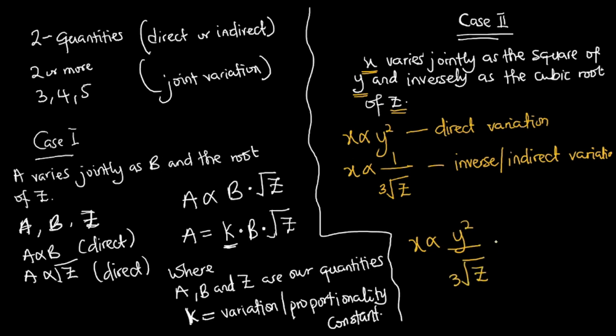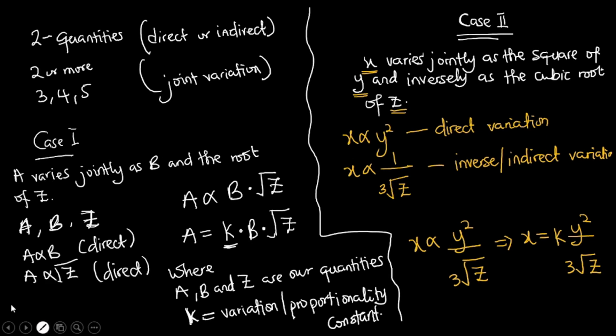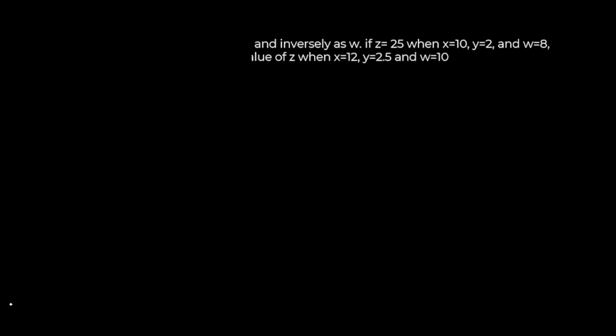So we can now remove our variation sign and introduce our constant. So it means S is equal to K multiplied by Y squared on the cubic root of Z. So with this basic introduction, let's go ahead and have a look at some examples to see how we can use the joint variation in solving practical problems.